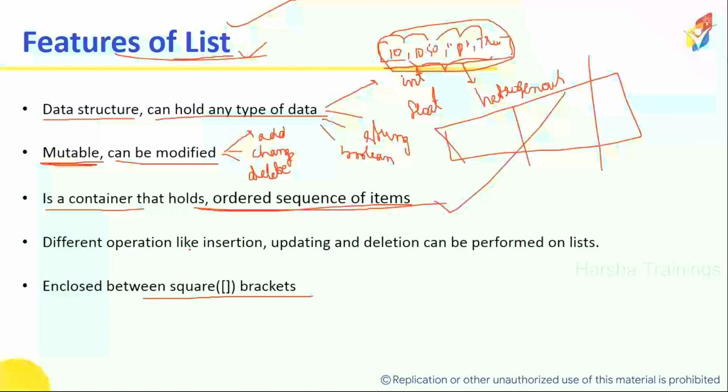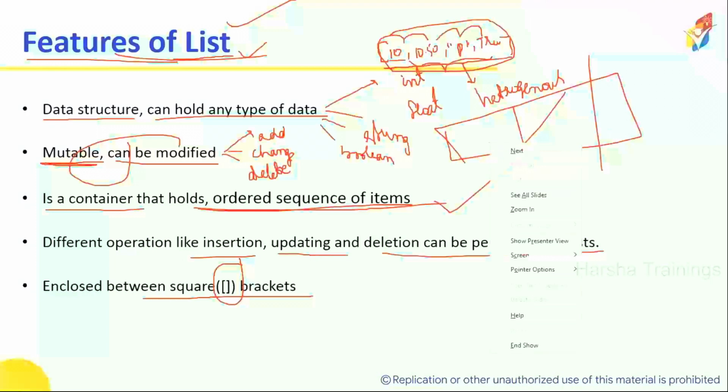Another point is that because a list is mutable, I can have insertion, updation, and deletion operations on the list. Finally, if I want to declare a list object in Python, I have to use square brackets. These are called the features of a Python list object.